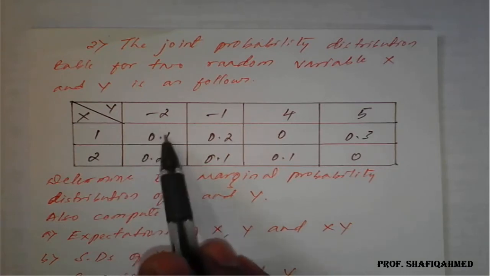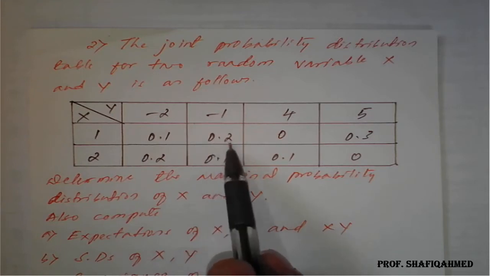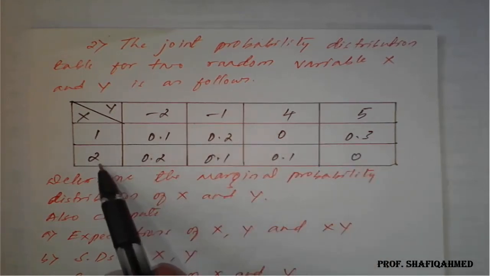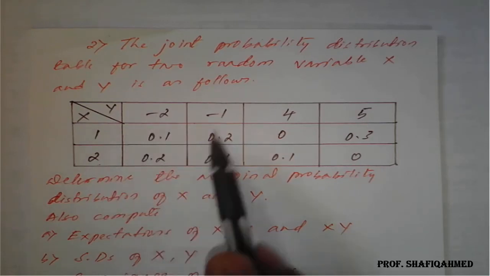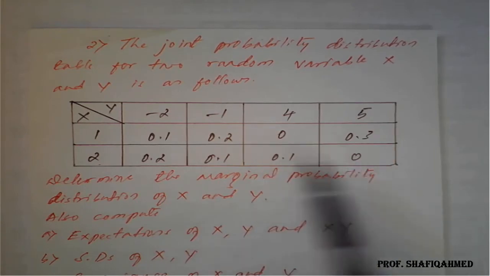These are the joint values. The joint value of 1 and -2 is 0.1. The joint value of 1 and -1 is 0.2, similarly 0 and 0.3. Similarly, the joint value of 2 and -2 is 0.2. 2 and -1 is 0.1, and similarly for the remaining two values.